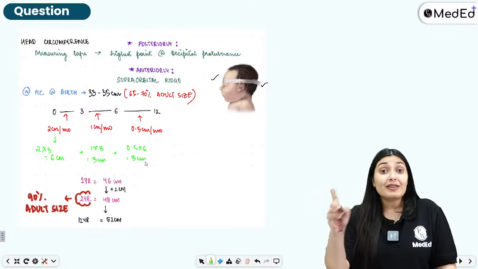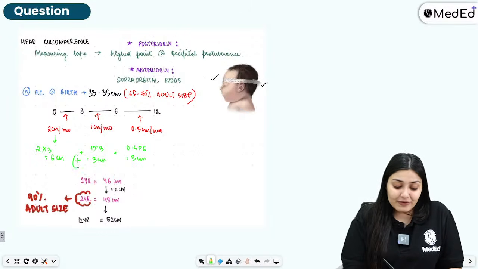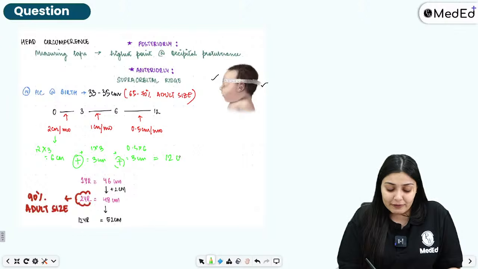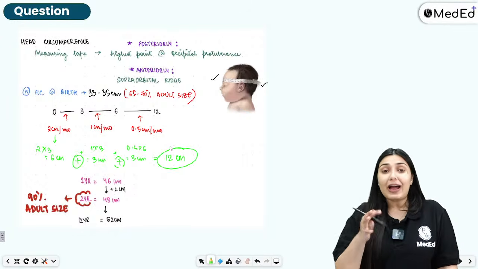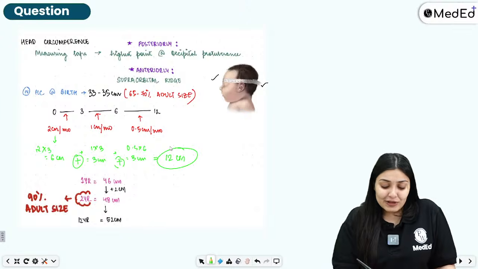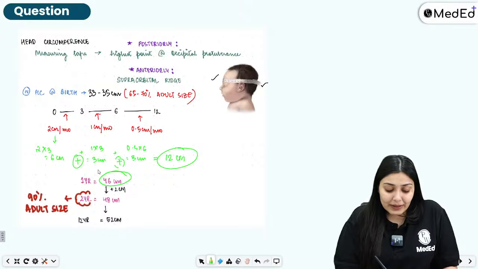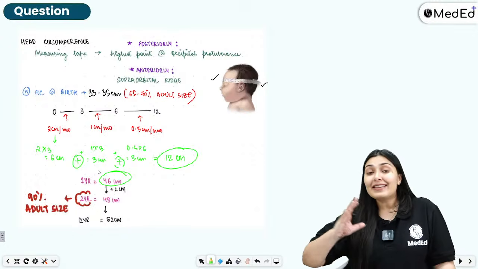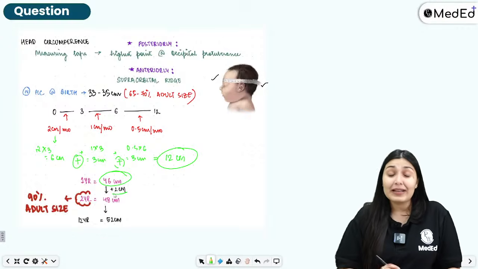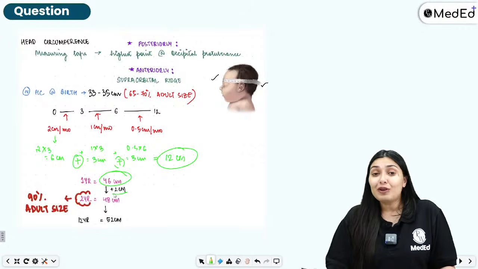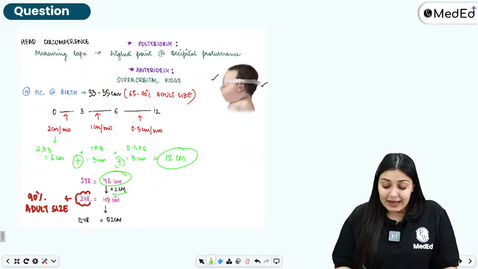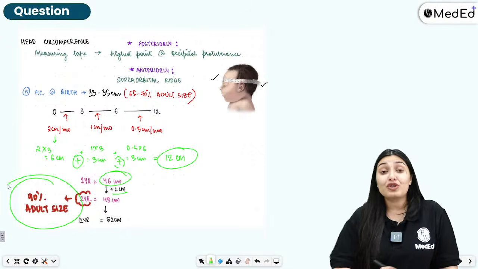So in the first year of life, we have a gain of 6 plus 3 plus 3, that is 12 centimeters. If I take an average of 34 centimeters at birth, then at 1 year of age it will be around 46. After that, in the next year, I have 2 centimeters gain. So at the age of 2 years, the head circumference would be 48 centimeters. And remember, this is 90% of the adult size.